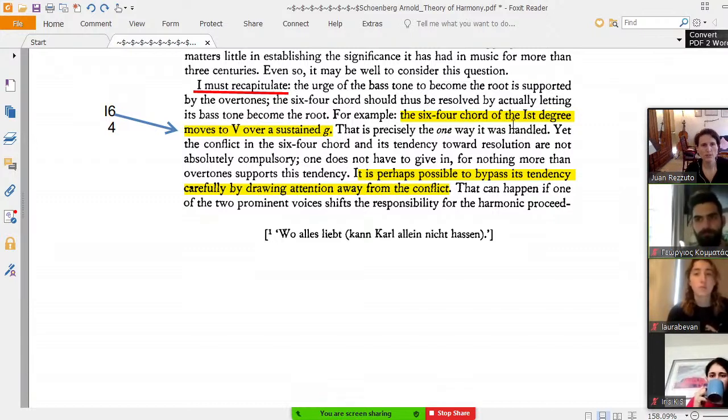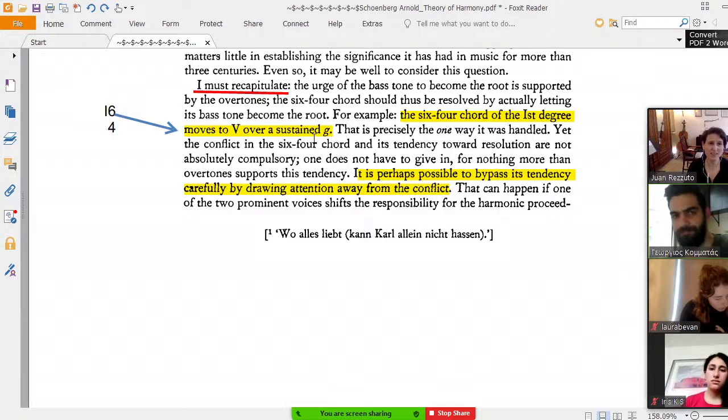For example, the 6-4 chord of the first degree moves to the fifth over a sustained G. Now, who can tell me, show of hands, where do you see that example? Yes, Georgios. Cadence. Exactly. In the final cadence, yes, the authentic cadence. And one of the most common names is the cadential 6-4. Yes, that's the common name. That is precisely that, one way it was handled, maybe more.